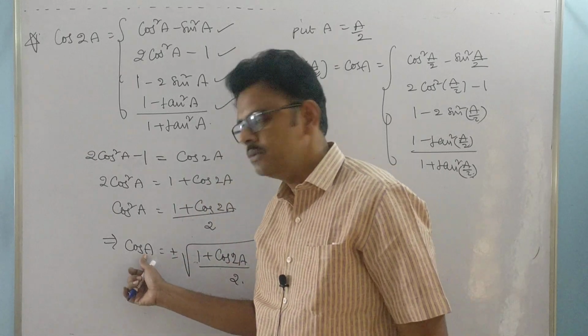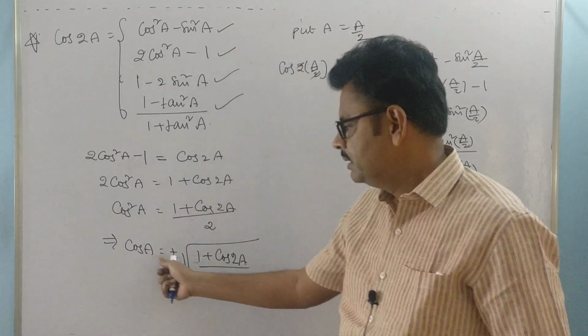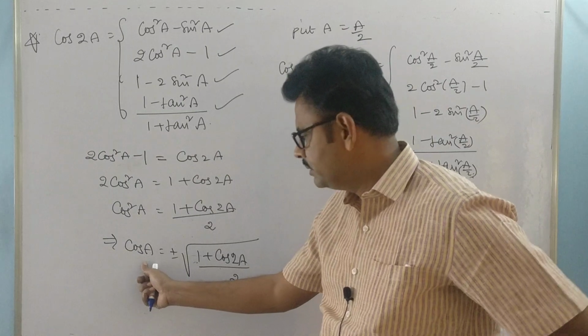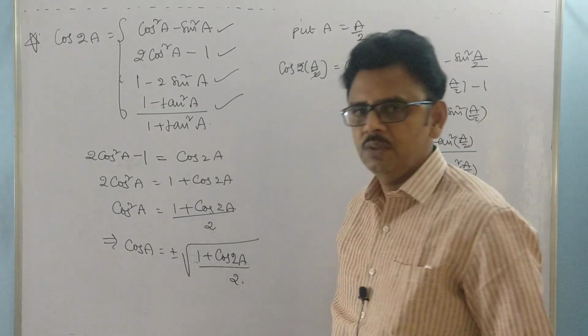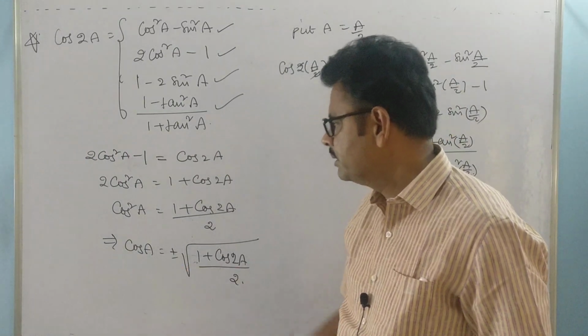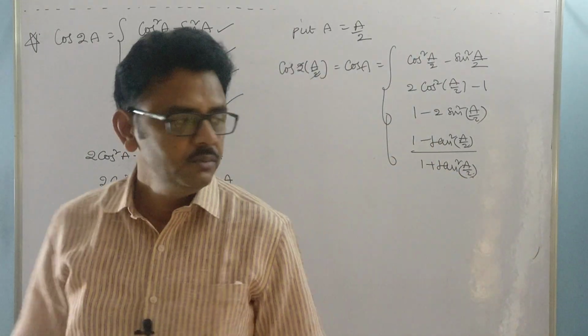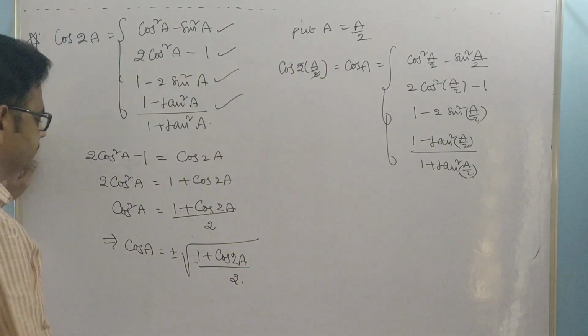Suppose if A lies in the first quadrant, you can take plus. If A lies in the second or third quadrant, you can take the value as minus root of. So cos A is equal to this. Okay.